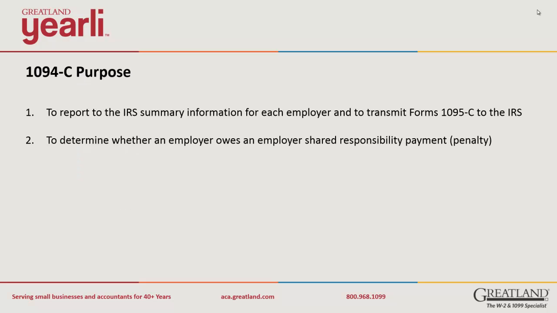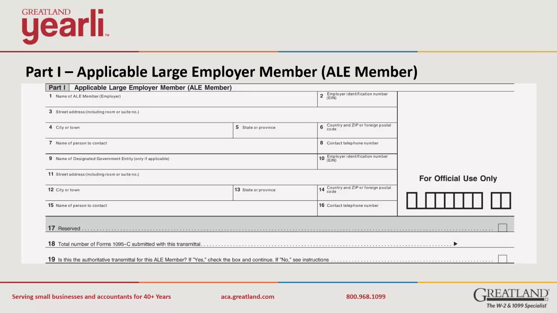The purpose of Form 1094-C is to report to the IRS summary information for each employer and to transmit Forms 1095-C to the IRS. Secondly, the purpose of Form 1094-C is to determine whether an employer owes a penalty. This penalty is called the Employer Shared Responsibility Payment. Let's get started reviewing each part of Form 1094-C.